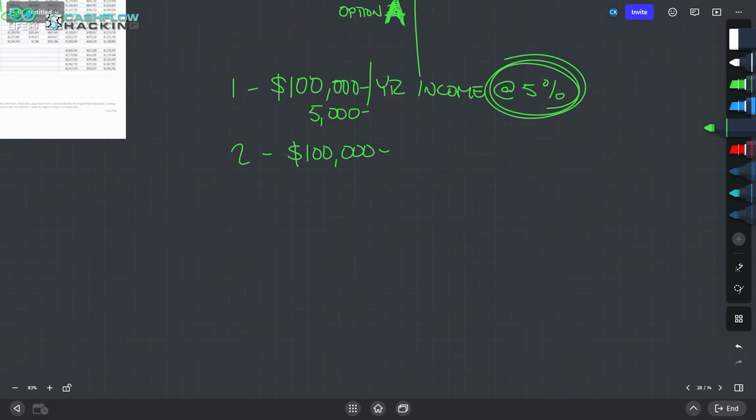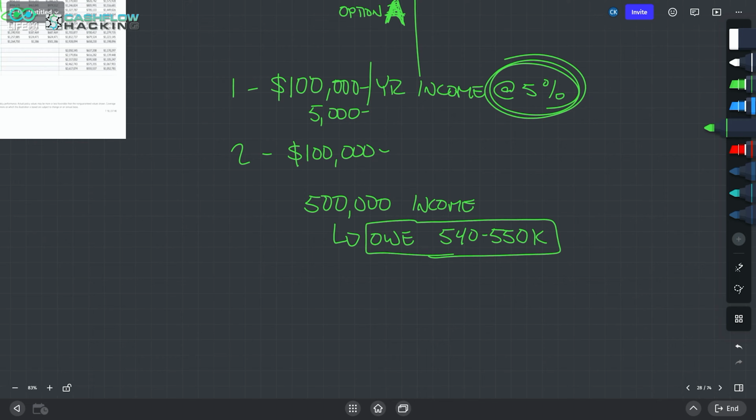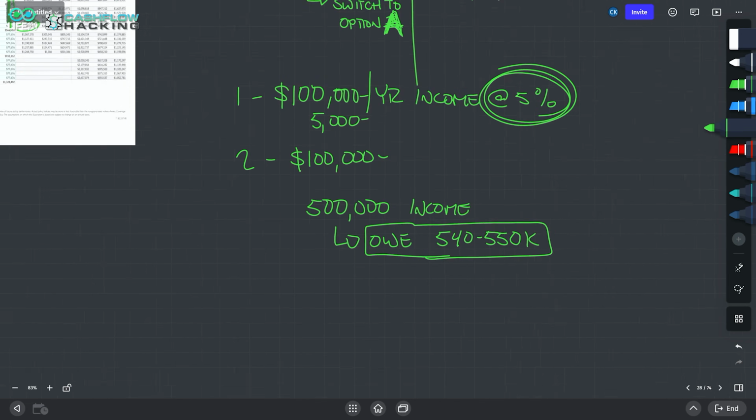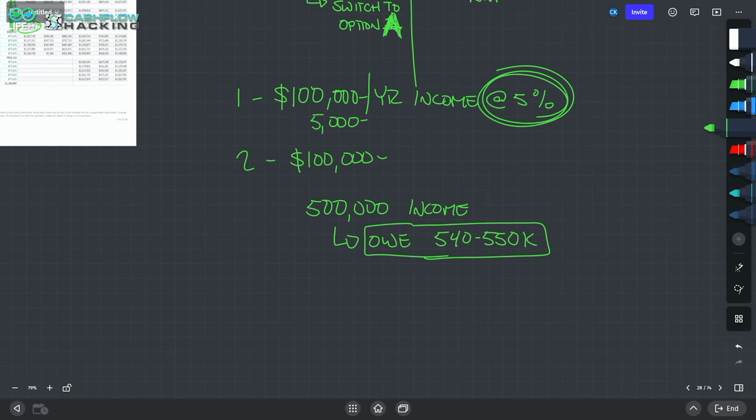And the reality is, as you go through this, you're five years in, you've taken $500,000 of income, but you owe, let's just call it 540 to 550. I haven't done the exact numbers, but that's what you owe at that point in time. And so this is going to be what your interest expense is based on.